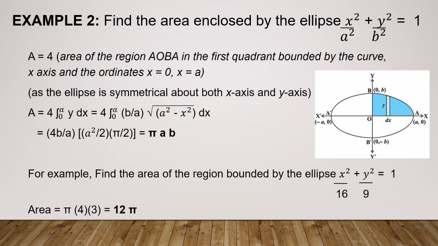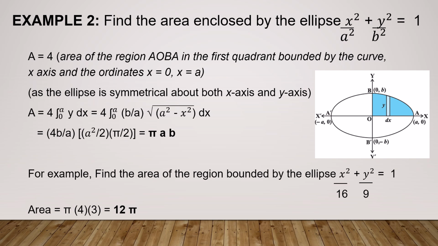Now over here y, if you make it the subject of the formula, it will be equal to b upon a root of a squared minus x squared dx. Take out 4b upon a. Again the integral of root of a square minus x square, we know it is x by 2 root of a square minus x square plus a square by 2 sin inverse x by a. It is similar to what we have seen in the previous example for the circle. So that will be a square by 2 into pi by 2. Right? When you simplify this, you will get pi into a into b.